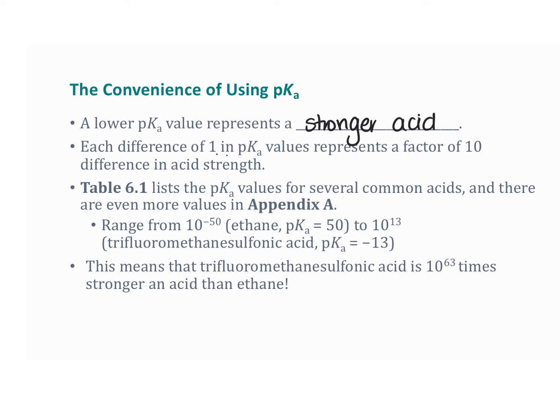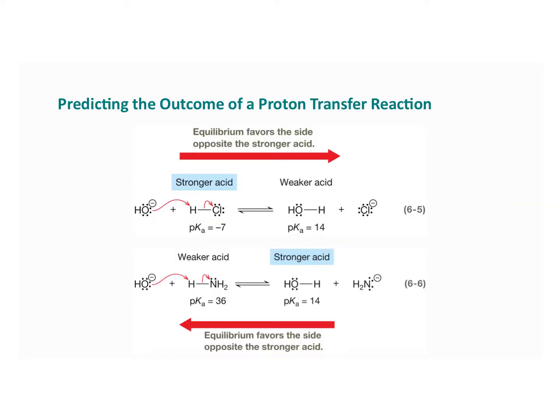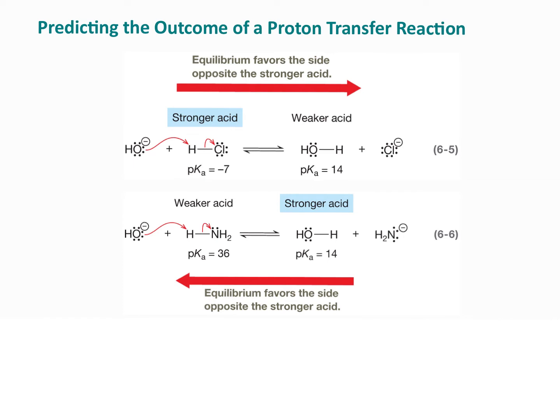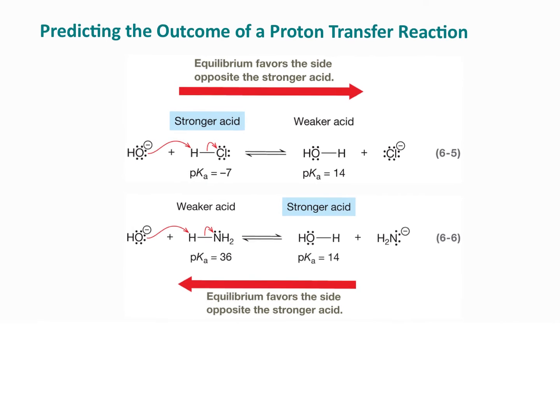And so I want us now to look at two proton transfer reactions. And these are shown in equation 6.5 and 6.6. So these are two separate reactions. So I want you to notice, let's look here in equation 6.5, the stronger acid is on the reactant side. So we play a comparisons game a lot in organic chemistry.